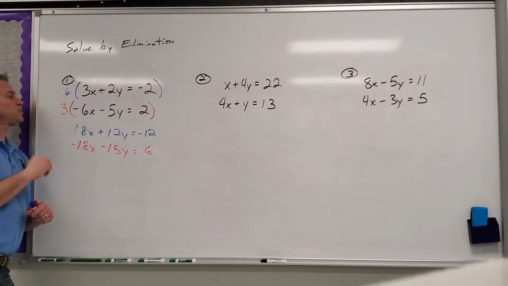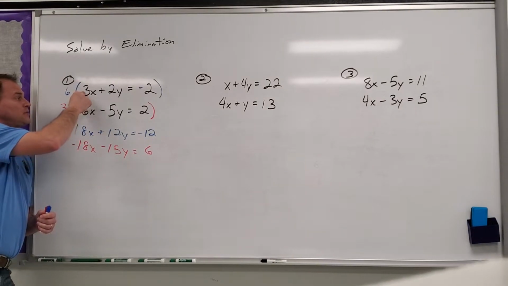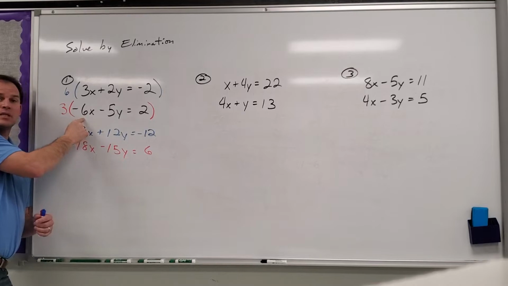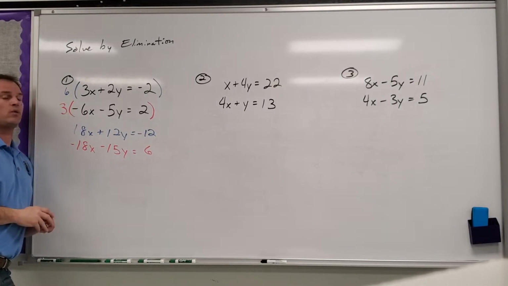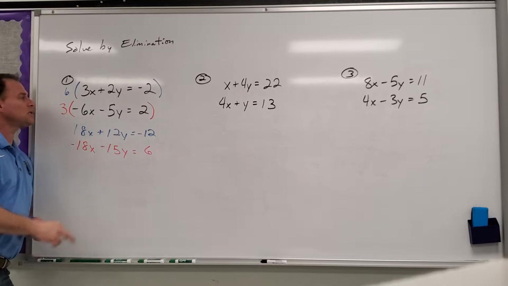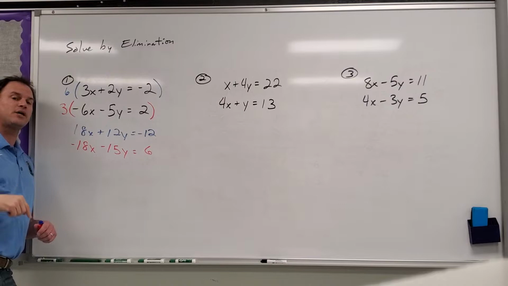Do you have to use these numbers? No. Some of you are noticing, hey, if I just multiply this by 2, it'll be opposites. Absolutely. Perfectly legit. You can pick any numbers you want here. But the easiest thing to do is just take the two coefficients and flip them, and then check your signs.